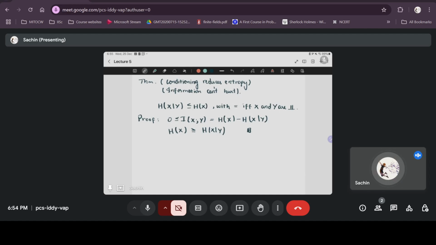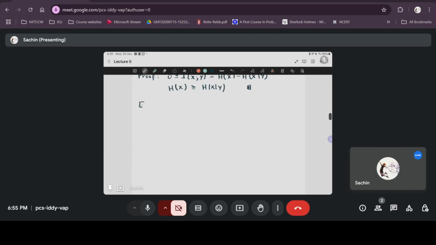Here, when we say that h of x is greater than or equal to h of x given y, it is only on average. That is, by knowing a particular value of y, we might increase or decrease the uncertainty in x. But on average, we will always decrease the uncertainty in x. And that can be shown through an example. So let two random variables x and y have the following joint distribution.